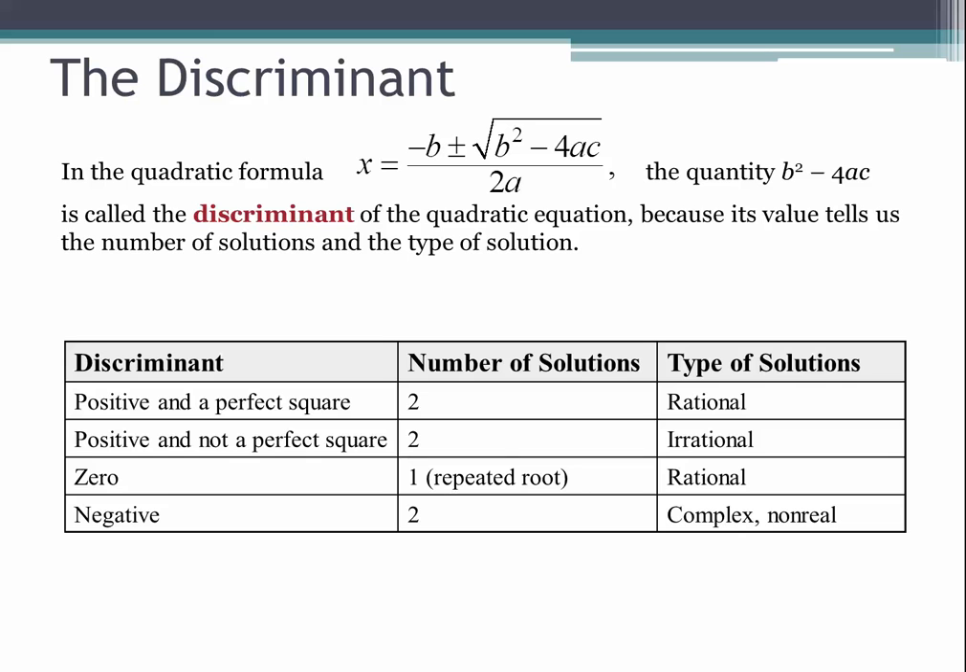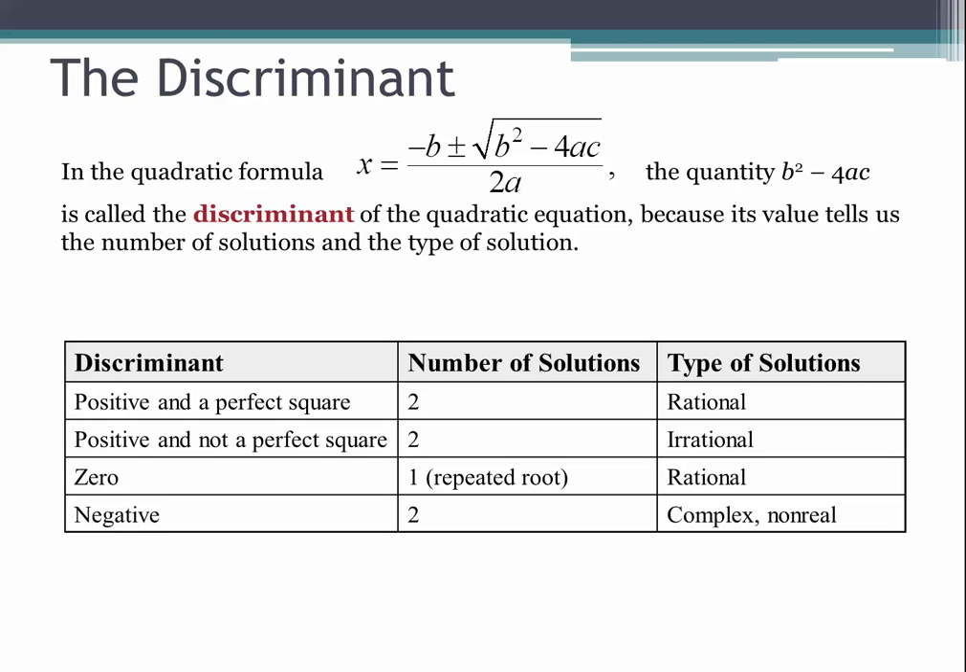If the discriminant equals 0, you would have 1 repeated rational root. If the discriminant is negative, you would have 2 complex or 2 non-real solutions. What exactly does that mean? Think of the discriminant as being underneath the square root sign. The square root of a negative number is not a real number. We say you cannot take the square root of a negative number because the solution is not a real solution.